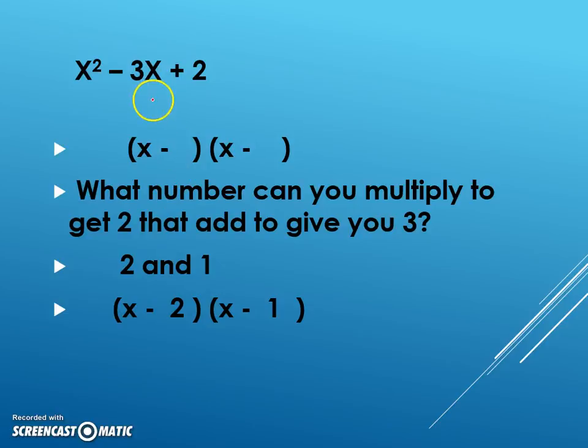For instance, in this one, you're looking for what multiplies to be 2 and will add to give you 3. There's not as many factors of 2. We only have 2 and 1. And in this case, they're going to be a negative number in the front, so we want minus 2 and minus 1.